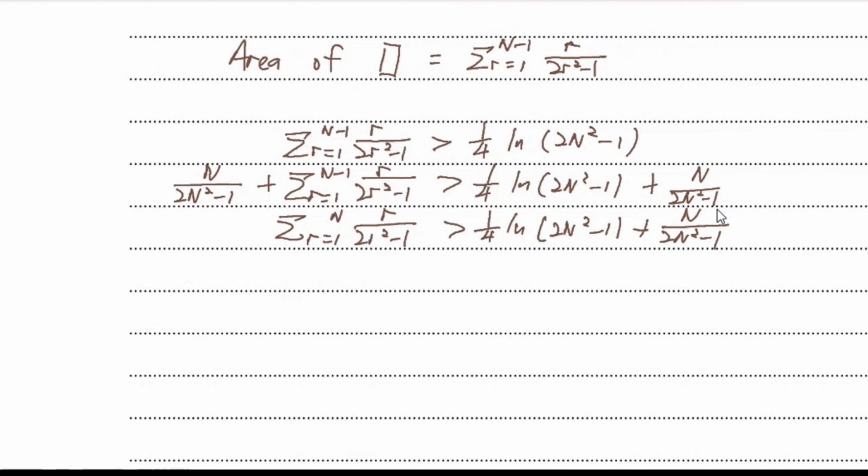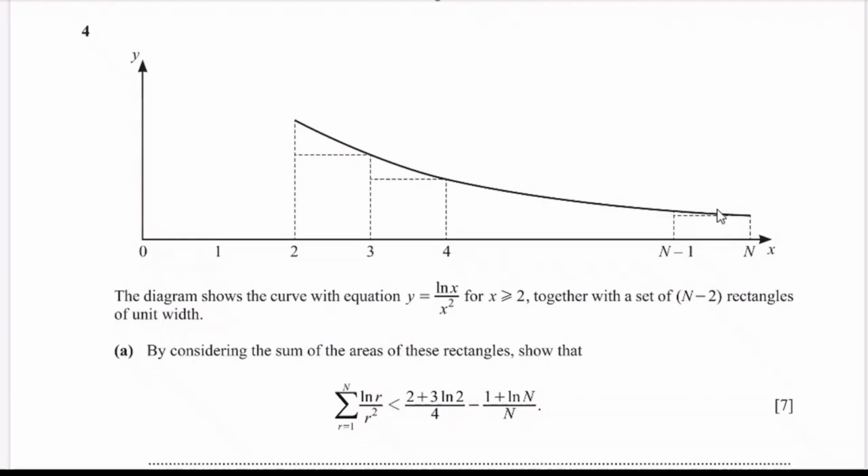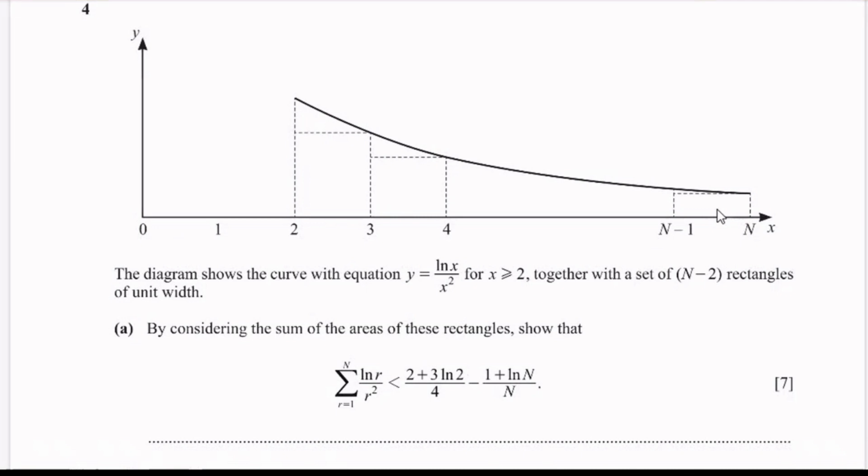Okay, so let's look at the next one. This is the diagram given for x greater than or equal to 2. The number of rectangles that we have here is n minus 2 rectangles. By considering the sum of these rectangles, show that we have something like this. So why do we have something like that there?